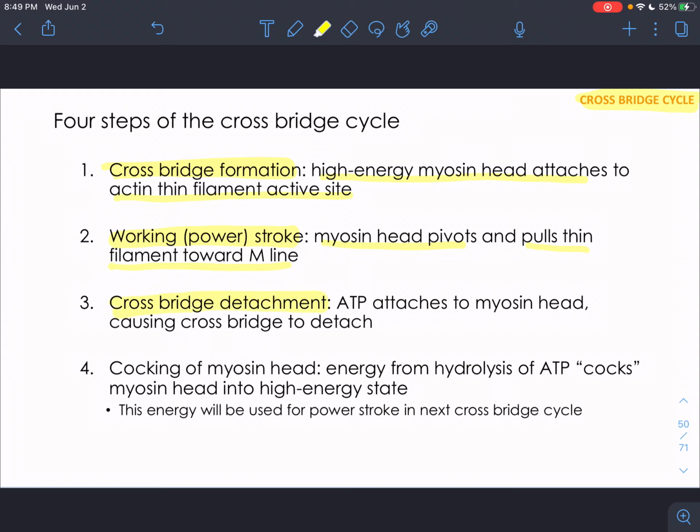Cross bridge detachment. ATP attaches to the myosin head, which causes the cross bridge to detach. And then step 4 is the cocking of the myosin head. So ATP is hydrolyzed, and the energy from that cocks back the myosin head into a high energy state, getting it ready for its next attachment. Okay, so then you go back to the top again. If the myosin head can attach, you form a cross bridge. There's a power stroke where that head shoots forward and pulls the thin filament. It detaches, and then you cock the myosin head back to get it ready for another power stroke. Okay, and that's the cross bridge cycle.